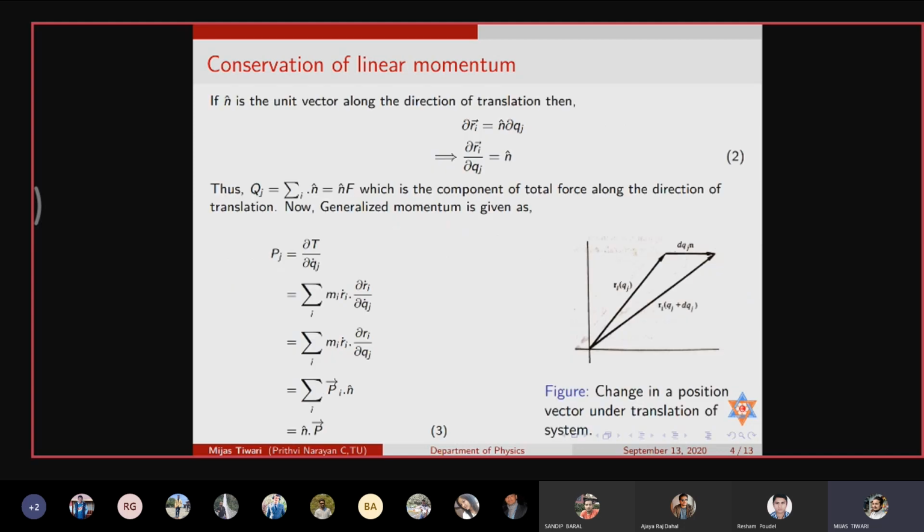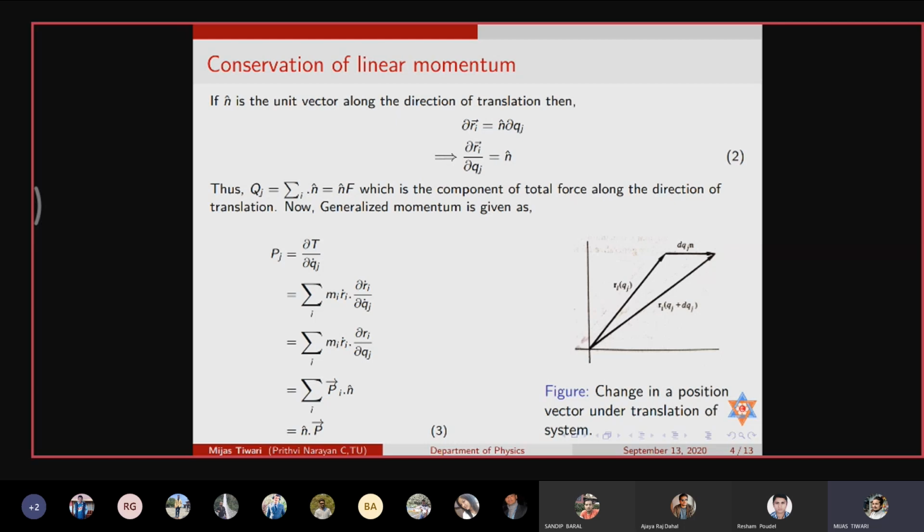As we all know, the law of transformation from the position vector to the generalized coordinate, we have already studied those relations, and the position vector is a function of the generalized coordinate. Now it is obviously a known fact that a change in the position vector corresponds to a change in the parameter, which is the generalized coordinate, right? But here we have to write the direction because the position vector is itself a vector. So we assume that n is the unit vector along the direction of translation, and this equation number 2 is represented by the figure alongside.